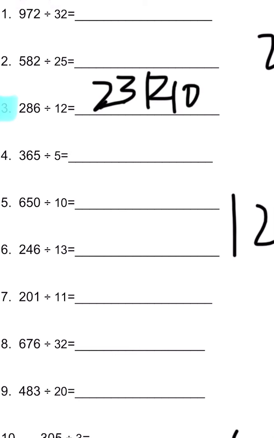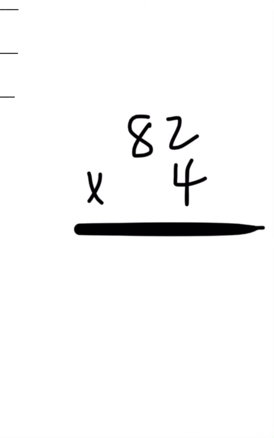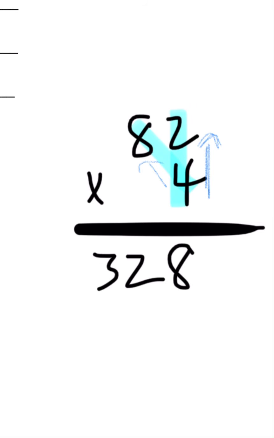Now I'll move on to the third page, which is mixed review and test prep. This page should be fairly easy because these are all things that we've gone over now. So we'll do number 10, which is 82 times 4. We'll multiply up and then sideways. So first we'll do 4 times 2, which is 8. Then we'll do 4 times 8, which is 32. So our answer is 328.